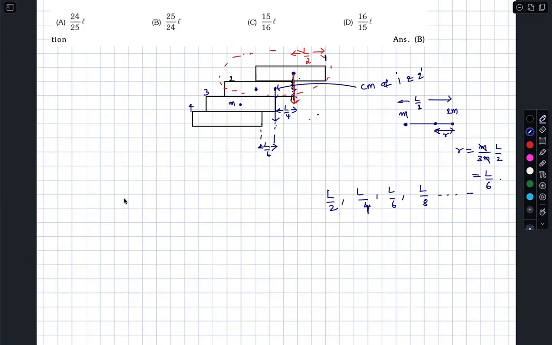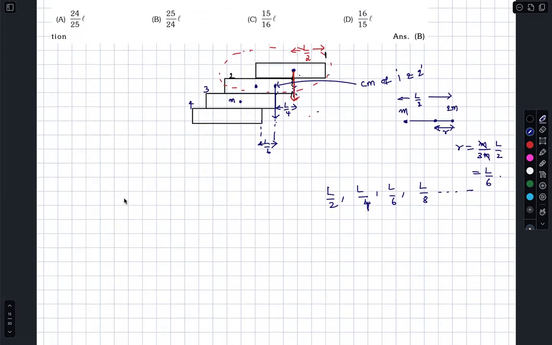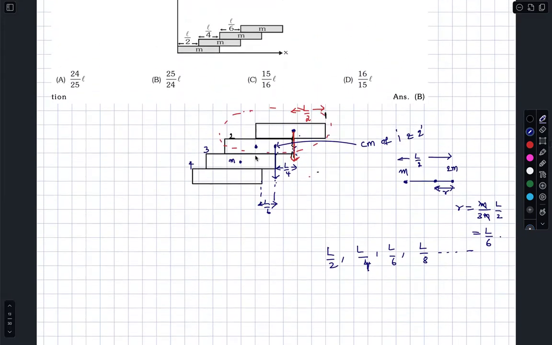Varun, have you understood this? Yes, sir. Right. So obviously, if you are counting from the ground, the same thing will happen. This is L by 6, this is L by 6, this is L by 4, this is L by 2, likewise. That is how you are supposed to count.